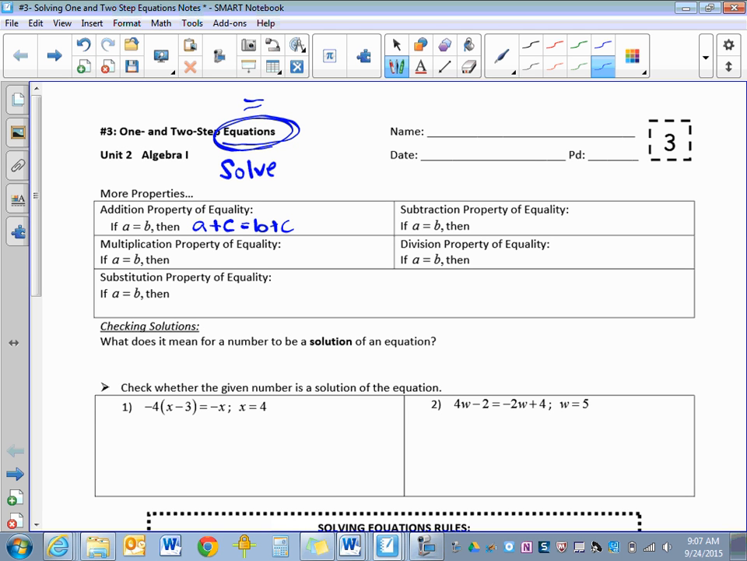Alright, so similarly with the subtraction property of equality, this is just saying that we're allowed to subtract the same thing from both sides. So I can have A minus C, we already have B, is equal to B minus C. Notice I'm subtracting the same thing from both sides. Then our multiplication property of equality: if A equals B, then I can multiply the same thing to both sides. A times C is equal to B times C. Again, notice I'm just multiplying the same thing to both sides.